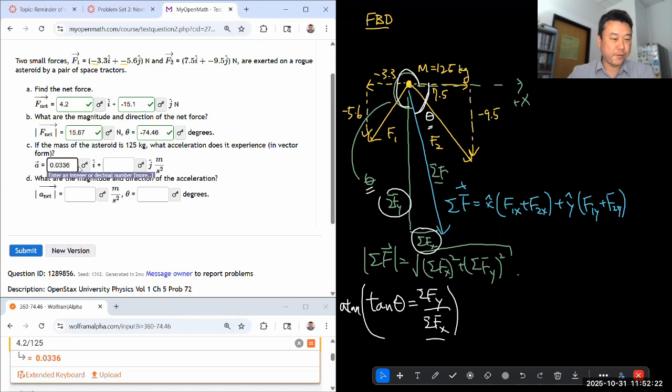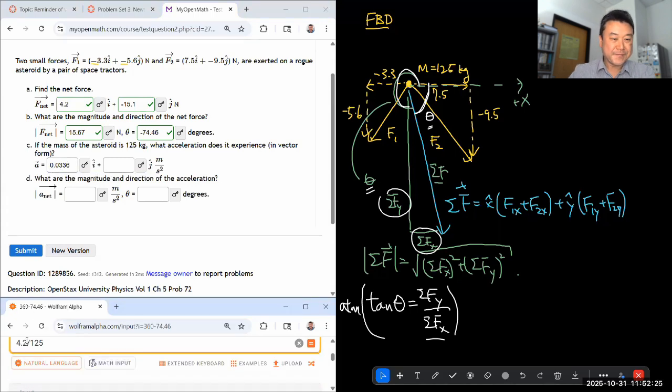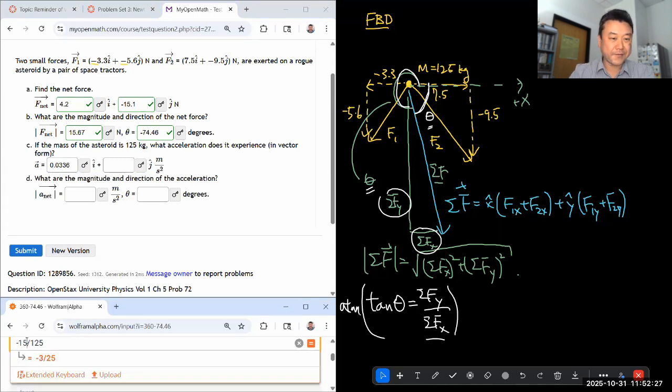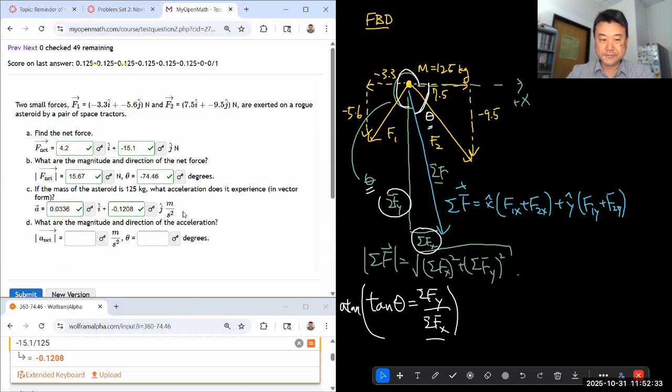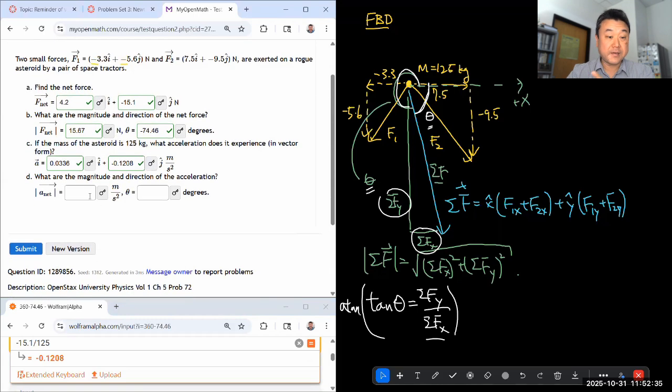Because it's a 0.1% tolerance. And then this is minus 15.1, so minus 0.128. That should be my component answers. Great. And then here, the angle would just remain the same. Don't divide the angle by 125.